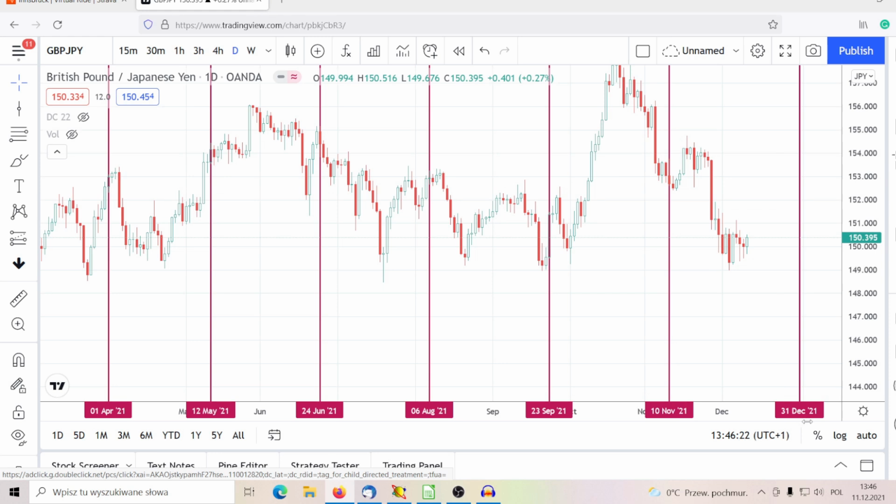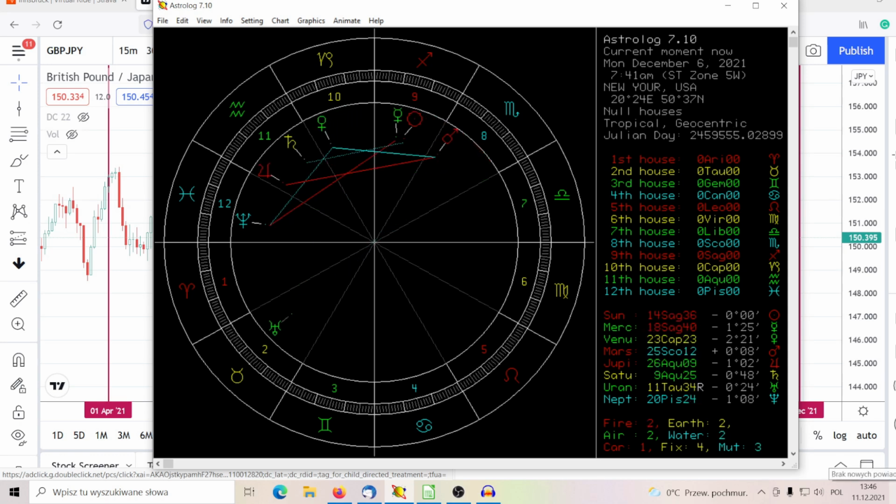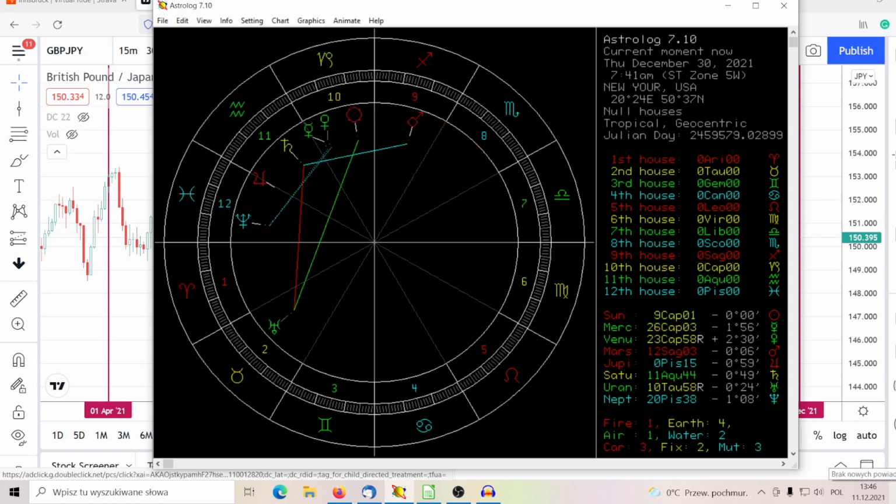The next one is 31st of December. Let's have a butchers at it. Let's have a Captain Cook, as some people say in London. So December 31st. Look over here. Let's go to December 31st. Here we go, it's December 31st.